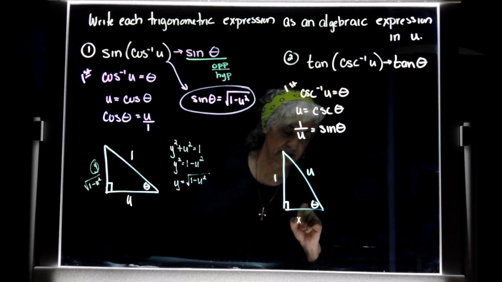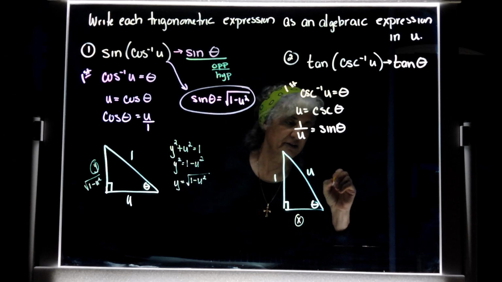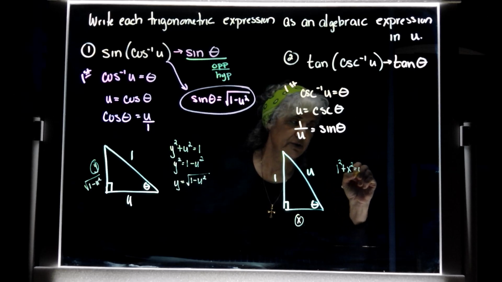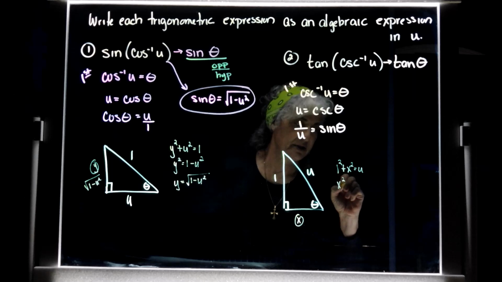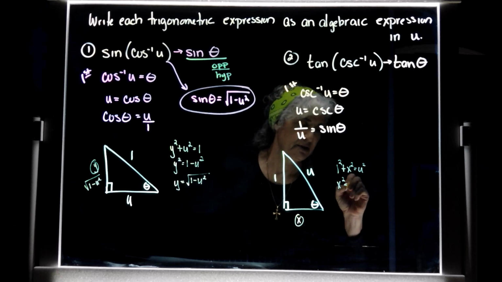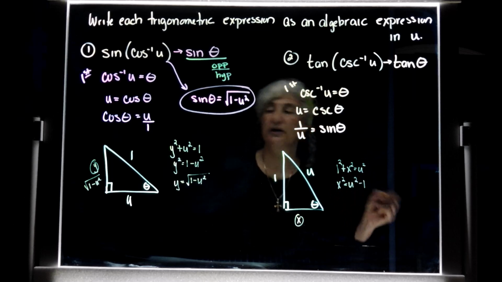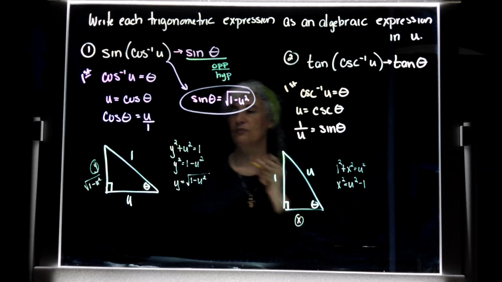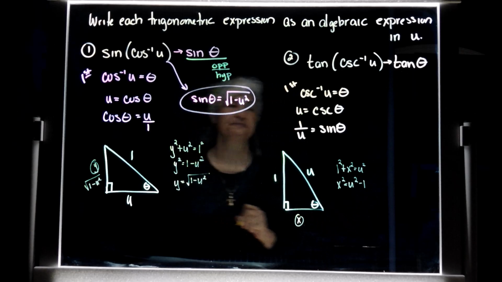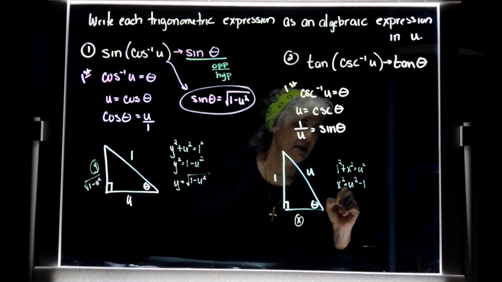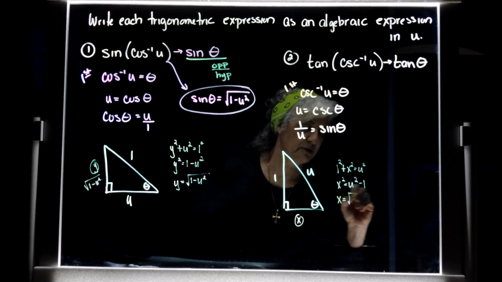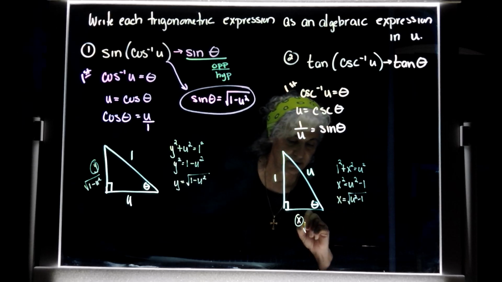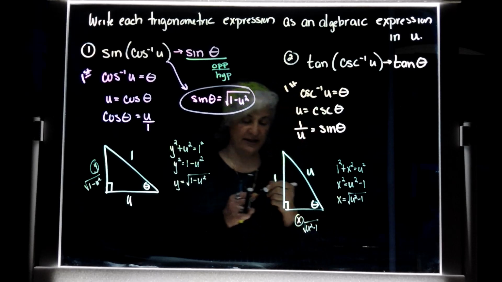Okay, I'm going to call this x. So here we go with Pythagorean theorem again. 1 squared plus x squared equals u squared, excuse me. X squared equals u squared minus 1, right? Oops, I forgot to put a square on that, didn't I? Well, gratefully it was a 1. And then x is going to be equal to the square root of u squared minus 1. So that is my adjacent side to theta.